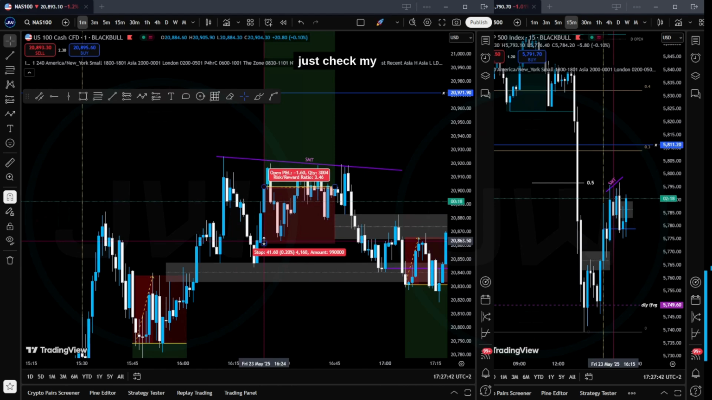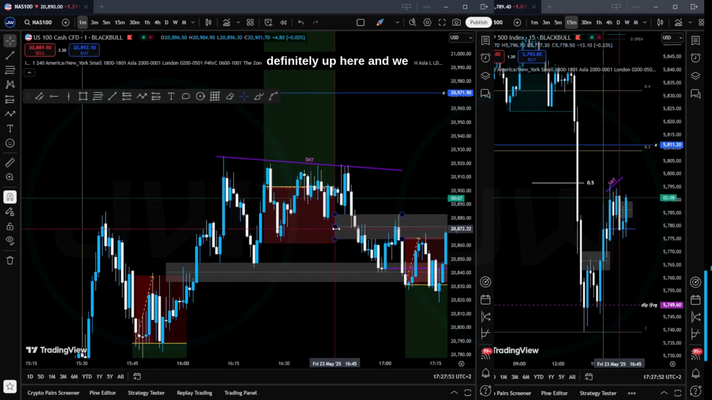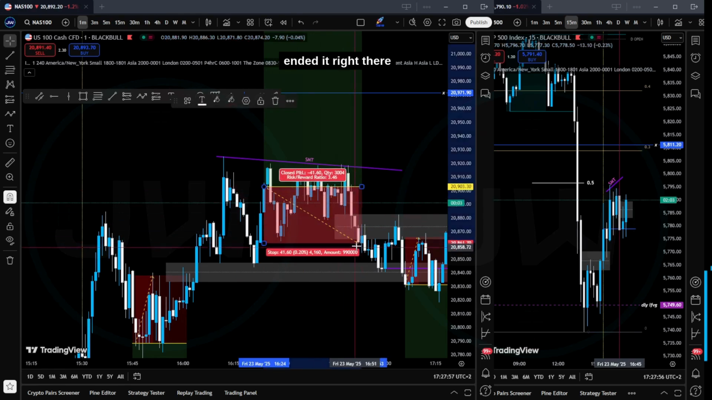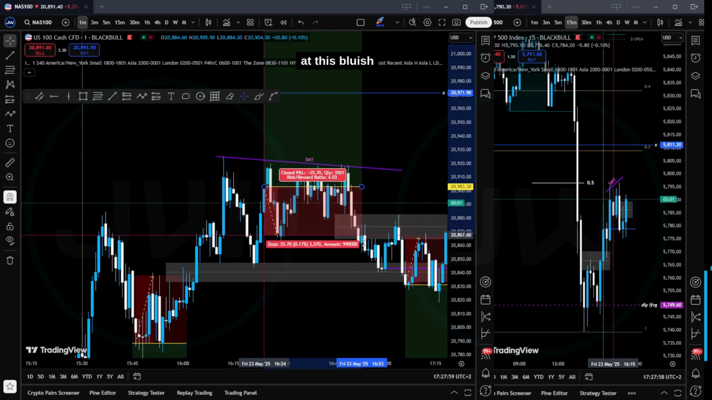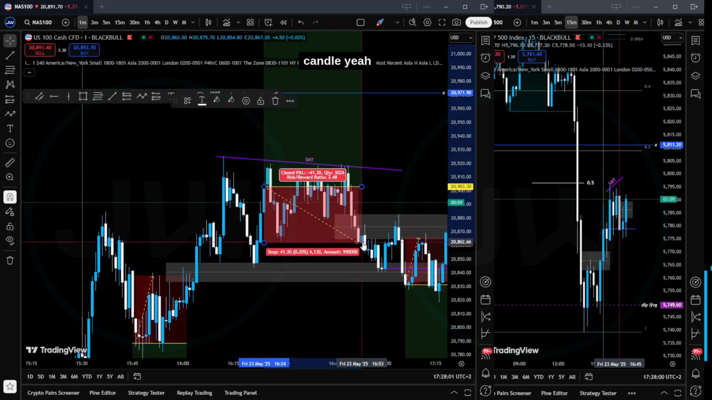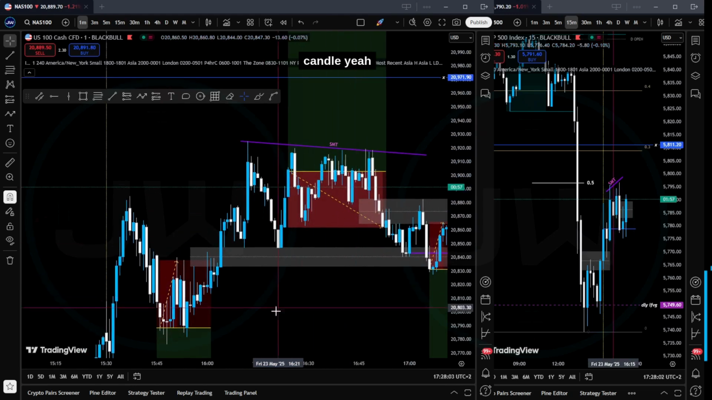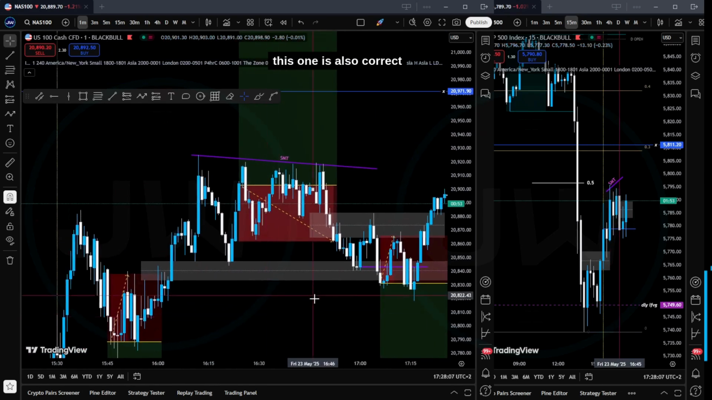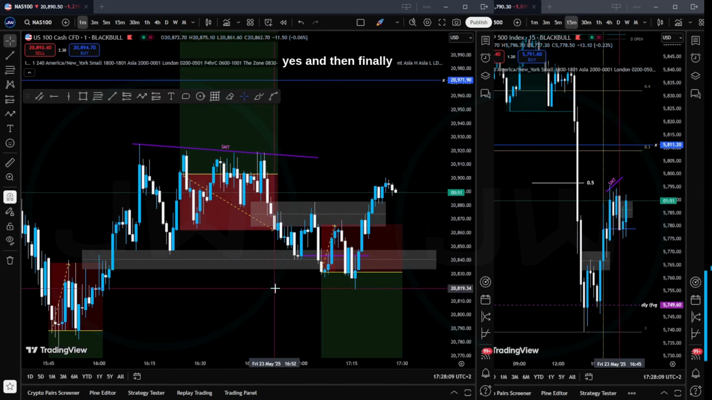If I just check, okay, I ended the trade was definitely up here and we ended it right there at this bluish candle. Here, that's correct. This one is also correct, yes.